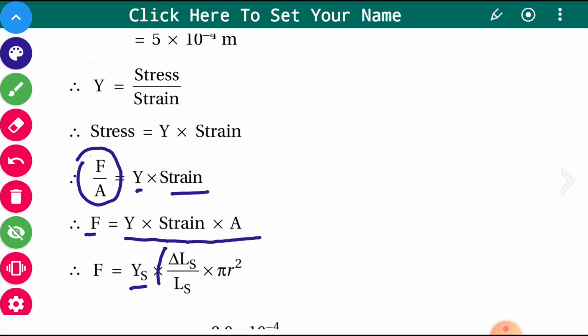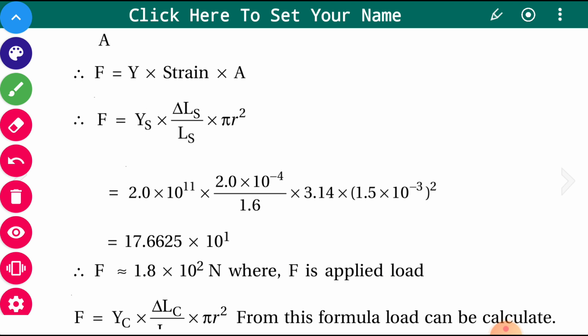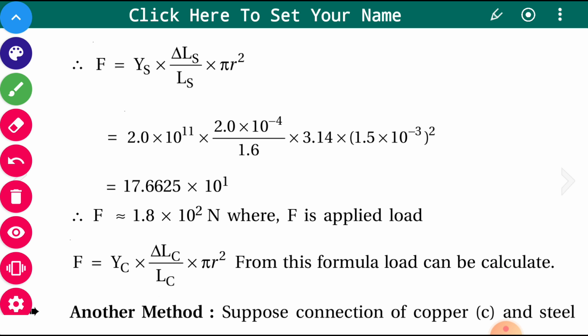You can take the strain of the steel wire. If you are taking the Young's modulus of steel wire into pi r square, place the values. So force you will get, that is about 17.6625 into 10 raised to 1. So we can write 1.8 into 10 to the power 2 Newton.